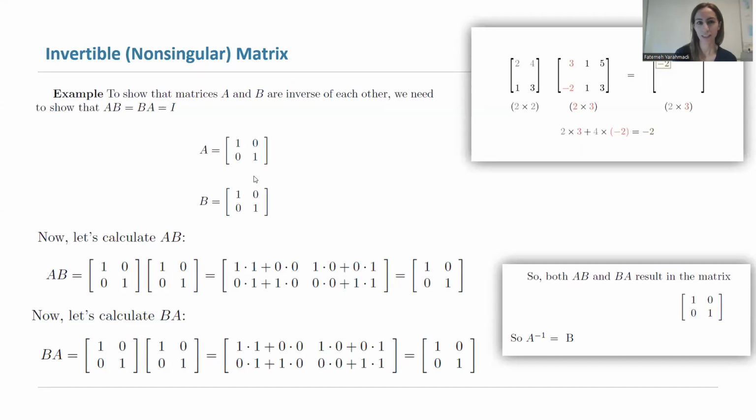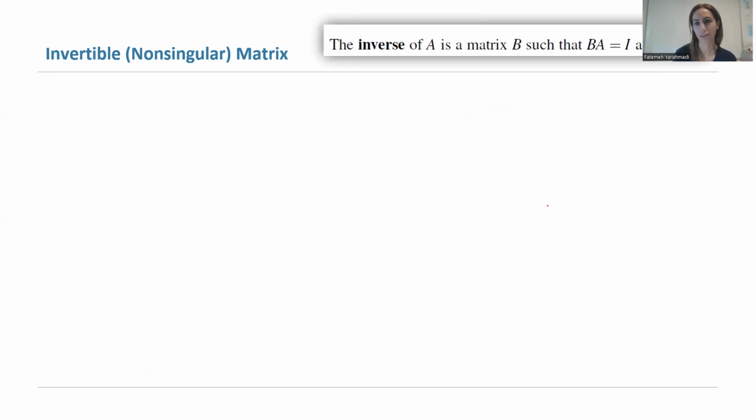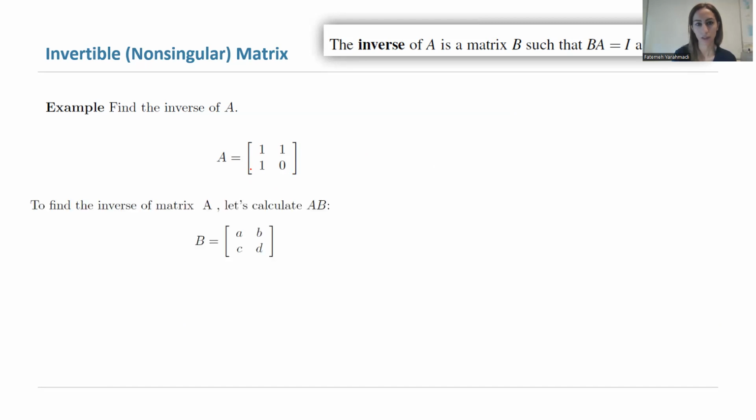Another typical example that you might see is you have a matrix and the question says find the inverse of that matrix. For example, here you have a 2 by 2 matrix A, 1, 1, 1 and 0, and we want to find the inverse of this matrix. Basically, you're looking for a 2 by 2 matrix B, with entries A, B, C, D, such that if you do the multiplication A times B, the result is equal to matrix I, or the identity matrix.